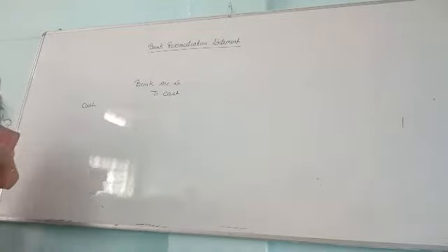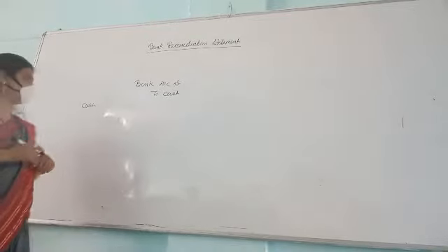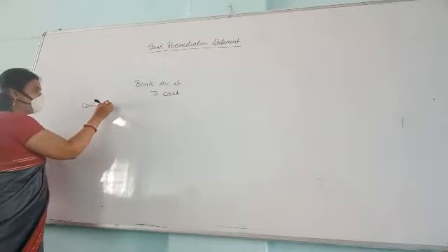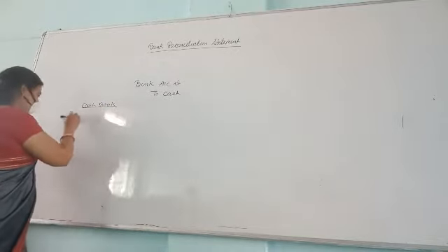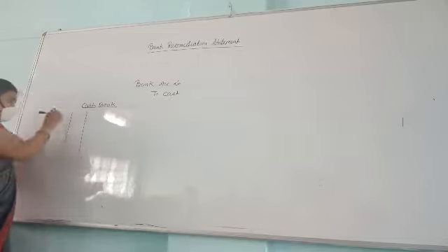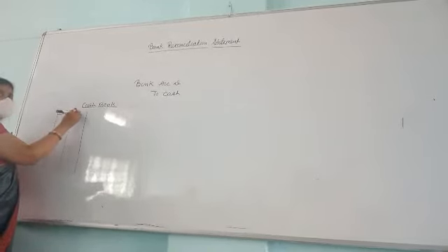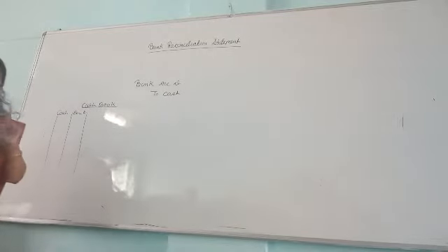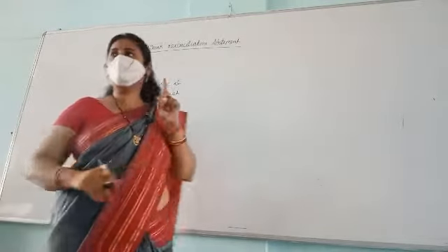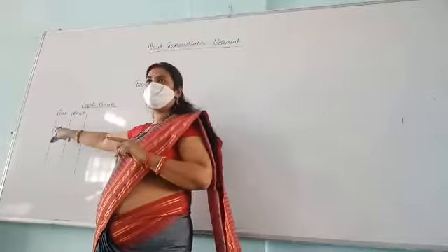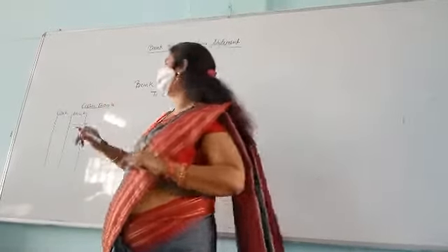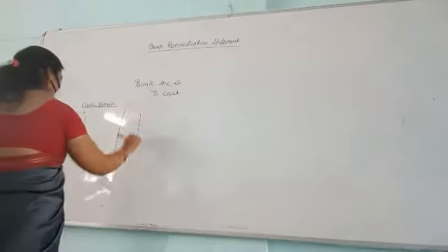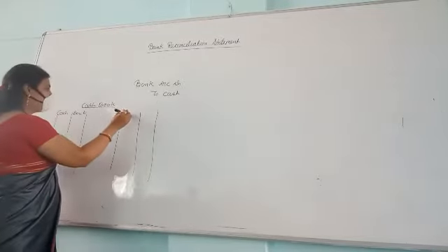Suppose we are the firm, so we have prepared a cash book. Cash book we have already studied. In cash book we have prepared two columns. One column is cash and the second column is bank column. We have already learned two columns of cash book. First one is cash column and second one is bank column. This is the format of cash book.